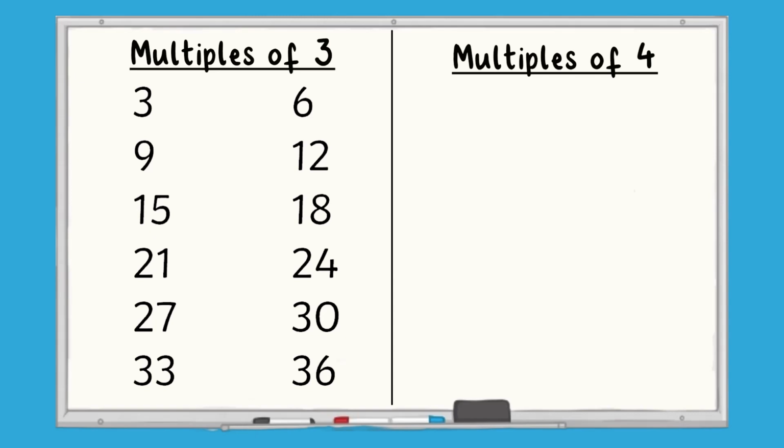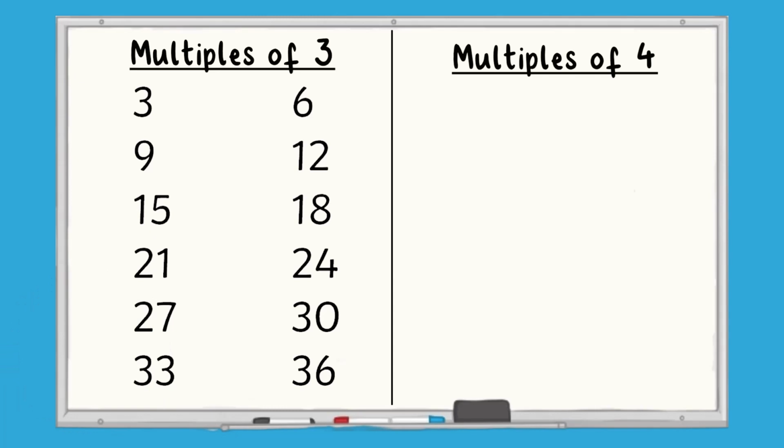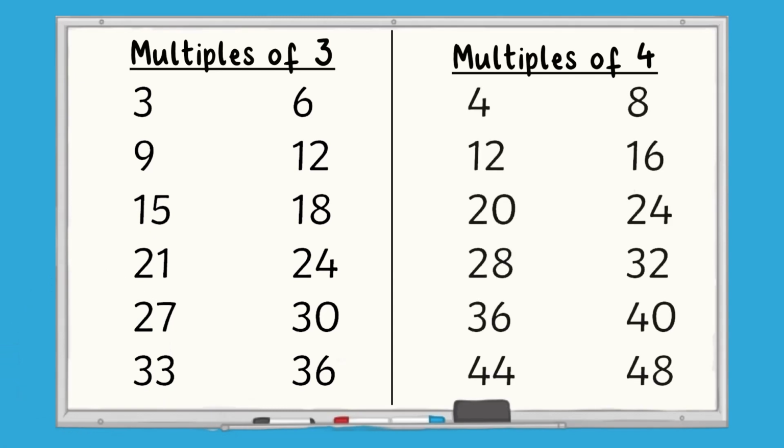Now let's think about some multiples of 4. Pause the video to think of the first 12 multiples of 4. The first 12 multiples of 4 are 4, 8, 12, 16, 20, 24, 28, 32, 36, 40, 44 and 48.